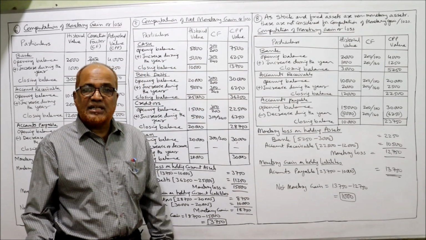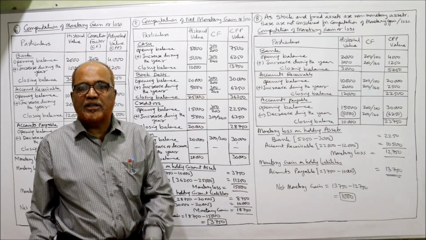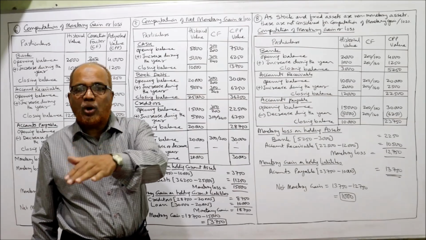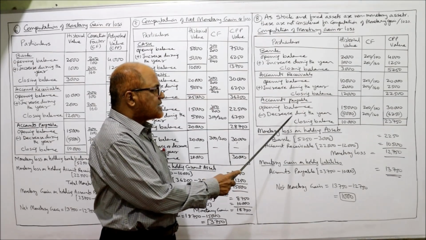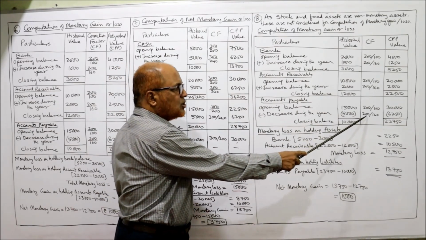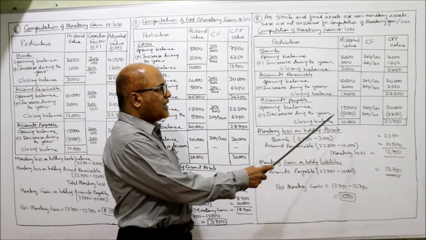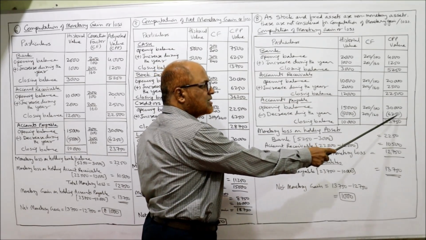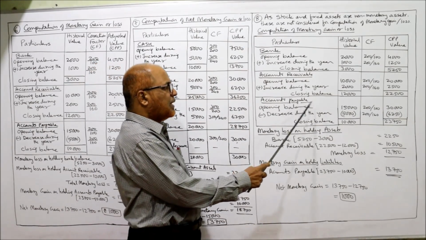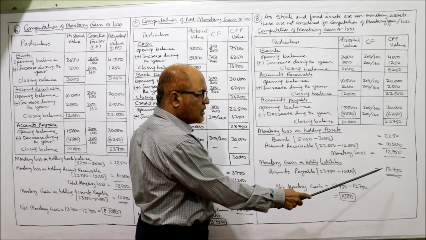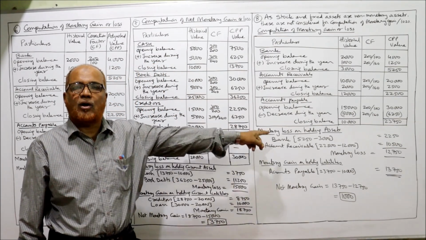Now during the year there is decrease because in the problem it is given opening 15,000, closing 10,000. So 5,000 decrease during the year. So minus decrease during the year 5,000. So 5,000 into 200 by 160, 6,250 decrease, minus bracket. So deduct, 15 minus 5, 10,000. 30,000 minus 6,250, 23,750. So how much is the monetary gain on holding accounts payable? 23,750 minus 10,000, 13,750 is the monetary gain on holding account payable.